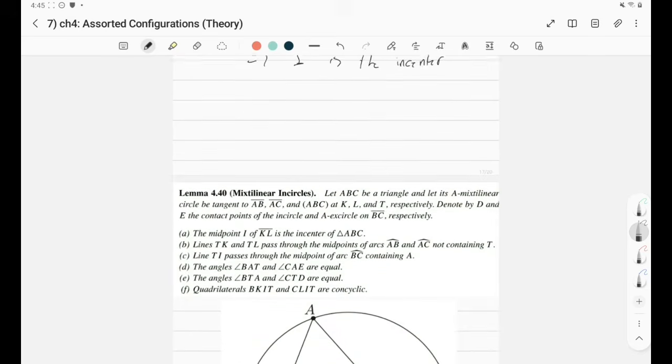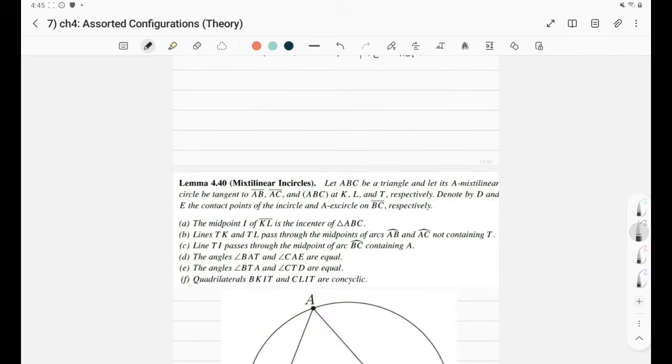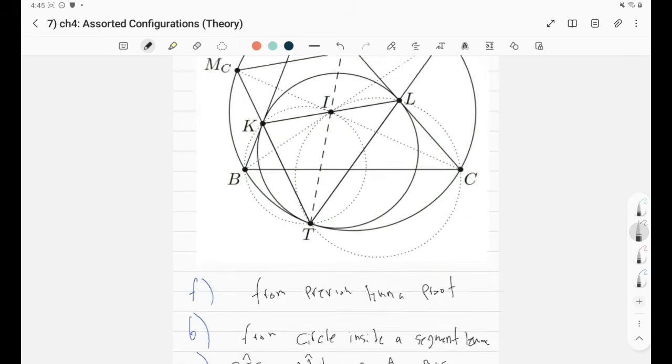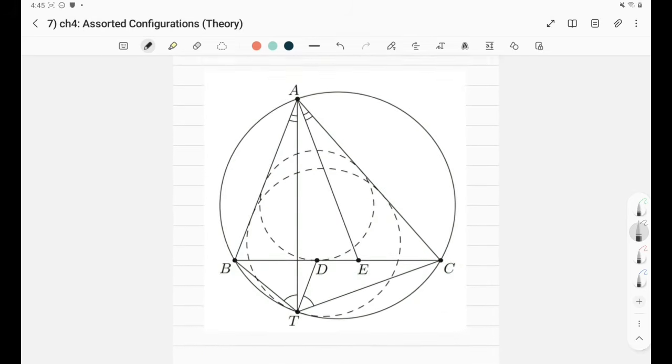Do you have other properties? Okay, we're done with A, B, C, and F. So now we just have D and E remaining. Okay, right now we'll consider also another diagram.